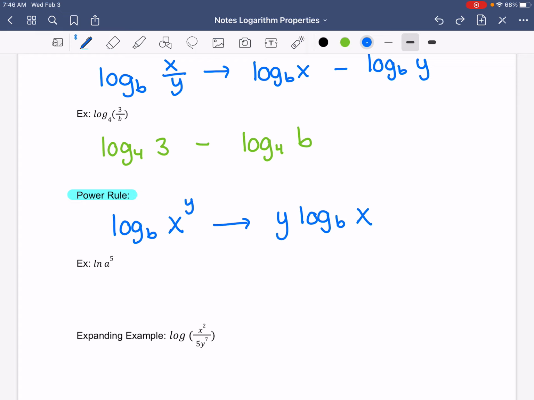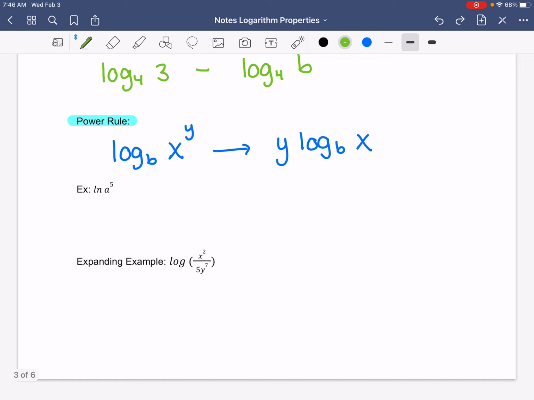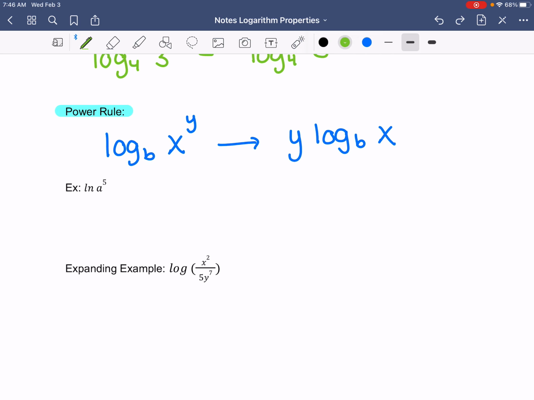Let's do an example of this. Our example is natural log of a to the power of 5. Since there's an exponent, we're just going to move that exponent to the front. It's just going to be 5 natural log of a. These are being multiplied, but you don't actually write the multiplication.